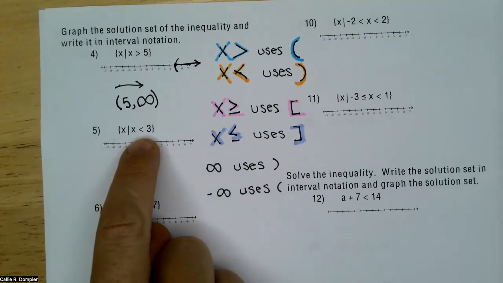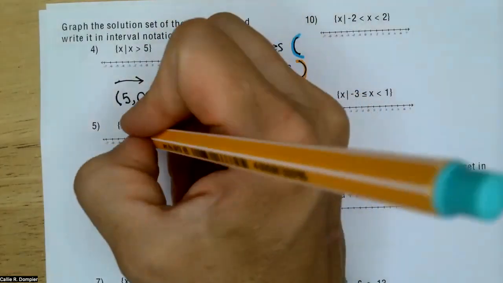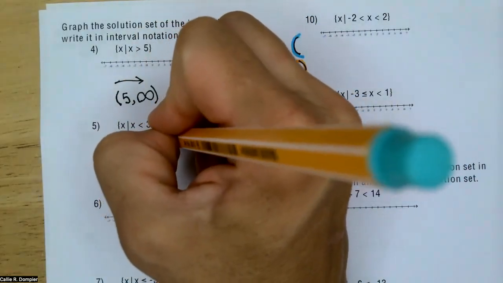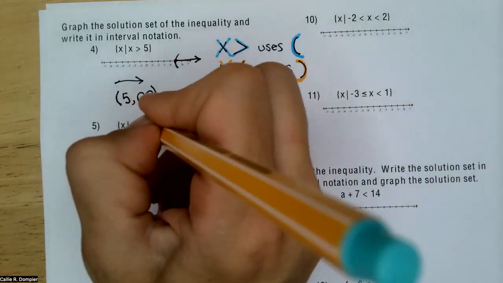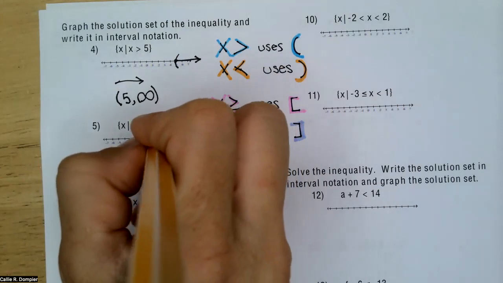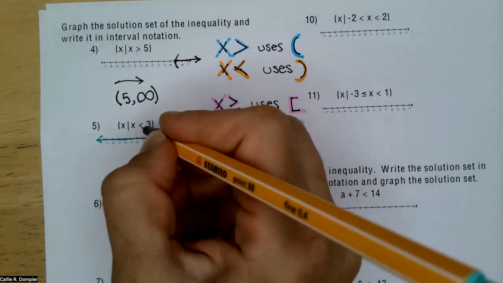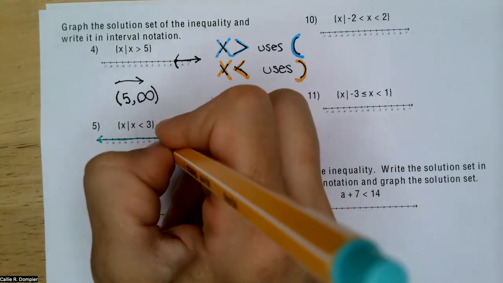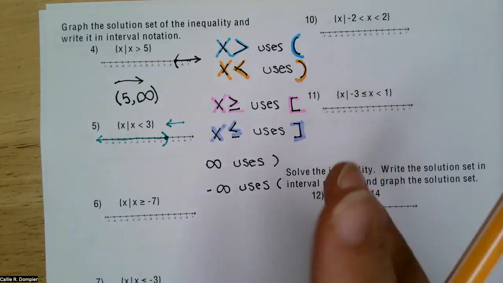Here we have x is less than 3. Find 3 on your graph. Maybe here. Good. Less than, that looks to me like an arrow going in that direction. Forever, okay? Because it's a less than, it does not include 3, so it's going to get a parenthesis. You can also look at your cheat sheet over here, okay?